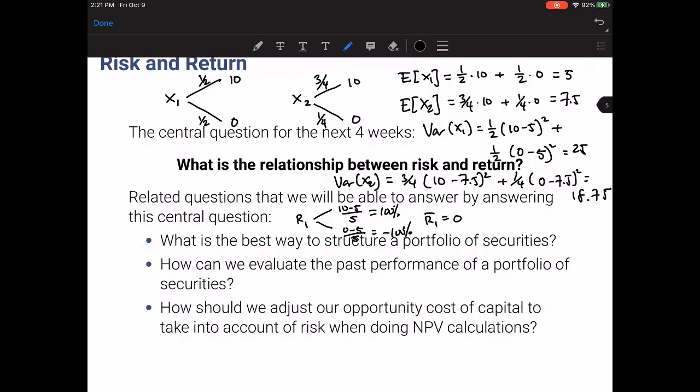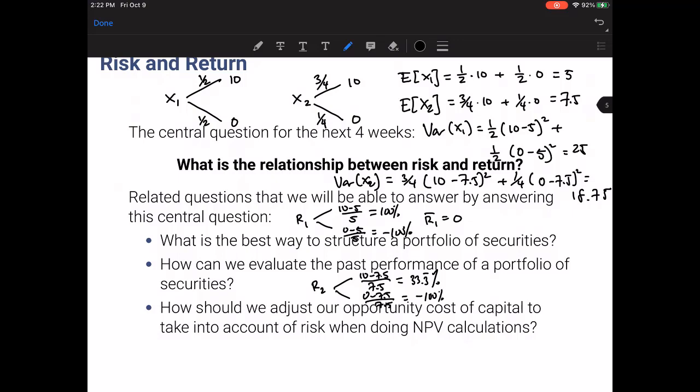But for R2, we have 10 minus 7.5 divided by 7.5. That's going to give us 33.3%. And 0 minus 7.5 over 7.5. That's going to give us negative 100%.